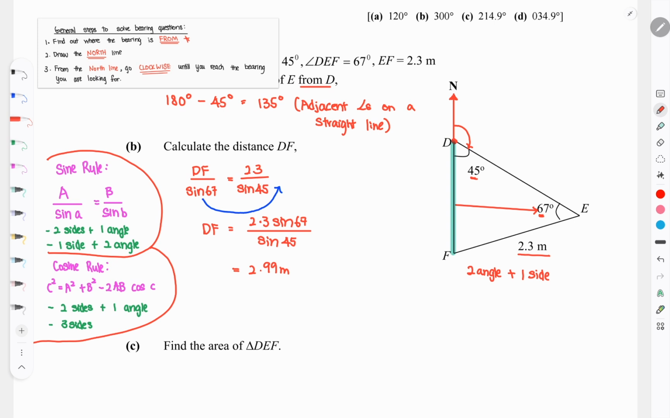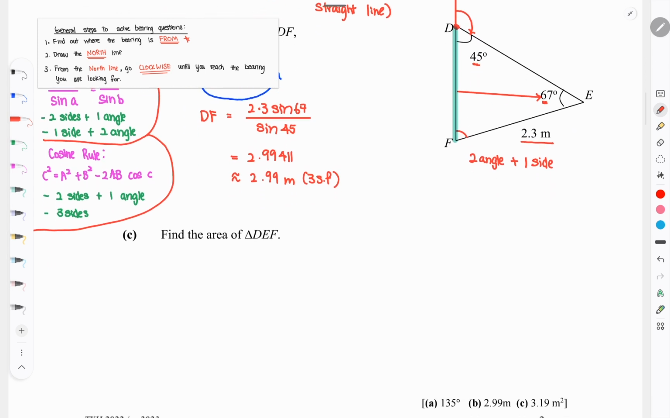Give me a moment, I'll check if this is the exact answer. Actually this is 2.994, 2.99411, and then I round off to 2.99 meters.